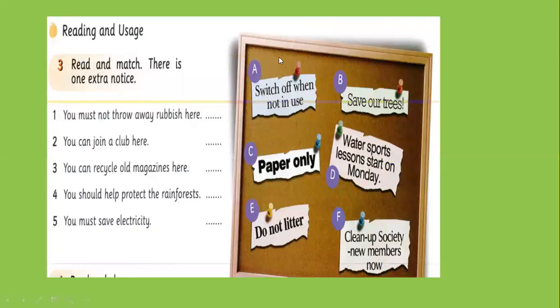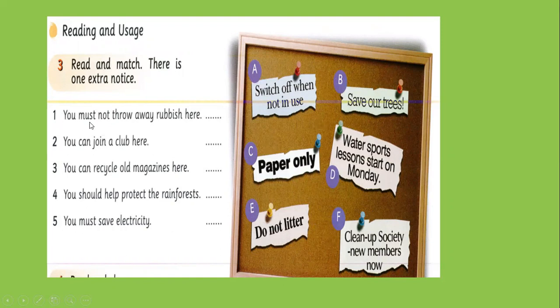Here we have a table, and in the table we have some notices. So you must know the meaning of all of them. Here, A, switch off when not in use, save our trees, paper only, water sports lessons start on Monday, do not litter, clean up society, new members now. Here they are 6, but we have only 5 sentences. So let's see what each of these mean.